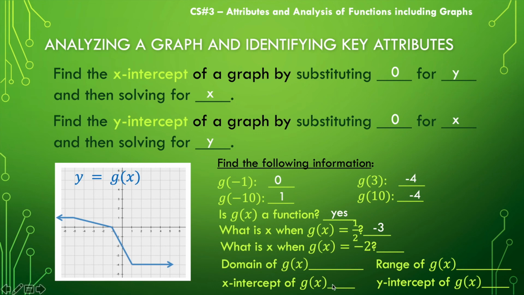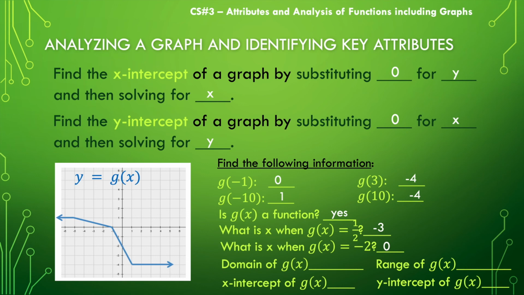Okay, how about this one? What is x when g of x is negative 2? Okay, so again, g of x is y. What is x when y is negative 2? So trace that graph until you hit a y value of negative 2. Now what's the x value? Right there. That should be 0.